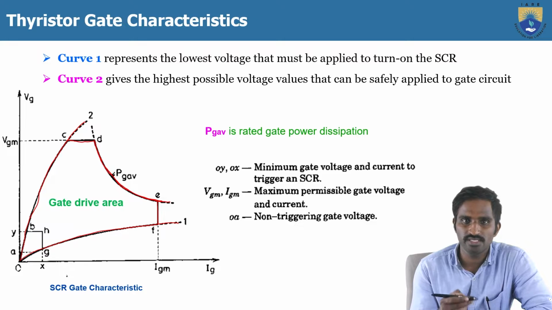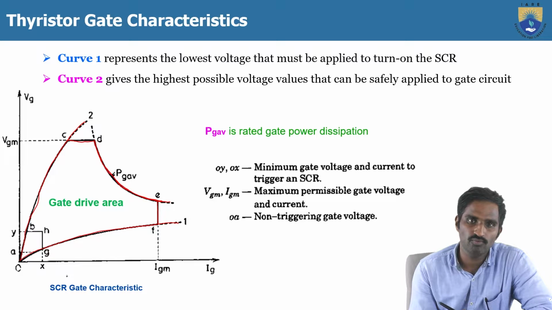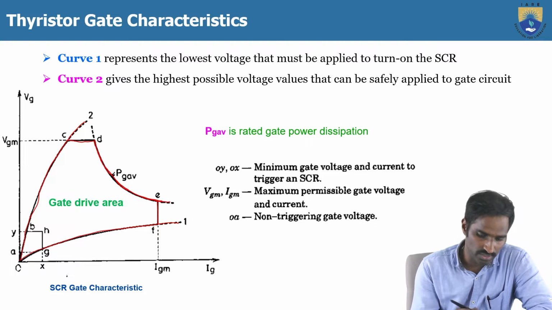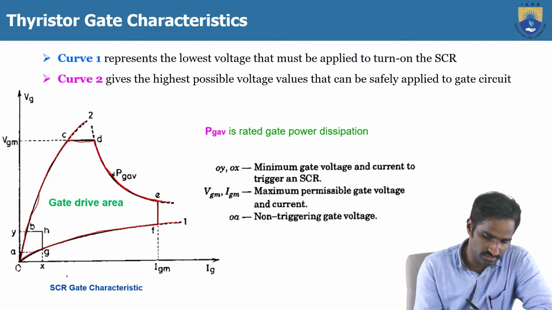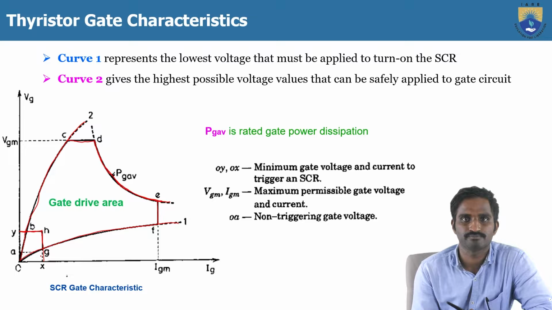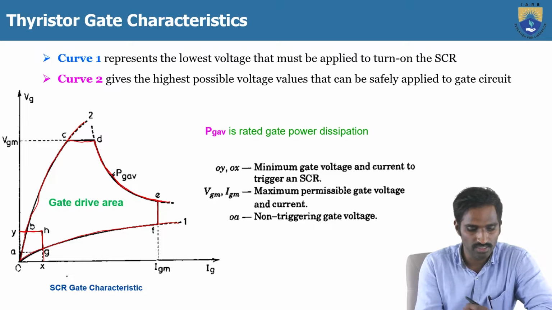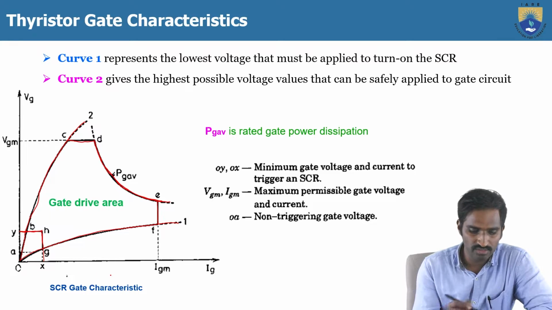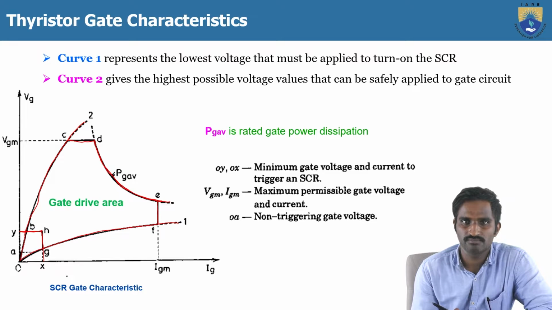As we know, there is a minimum gate current and gate voltage that must be applied to turn on the thyristor. Let me consider that this is the minimum gate voltage and the minimum gate current that you must give to turn on the thyristor. So the characteristics are between Vg and Ig. Vg is the gate voltage and Ig is the gate current.